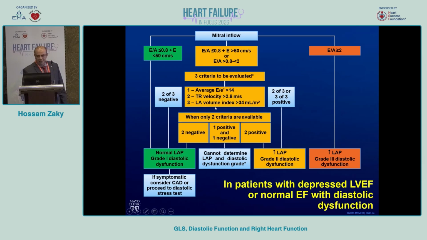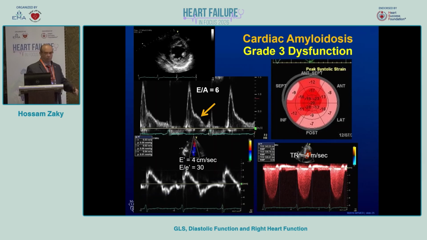And the whole game is the in-between. You have the 3 criteria. When 2 criteria are negative, then you are talking about normal. If 2 are positive, you move to grade 2 because it is between 0.8 and 2. And if 1 is positive and 1 negative, this is indeterminate, and for indeterminate, we have to use other tools.